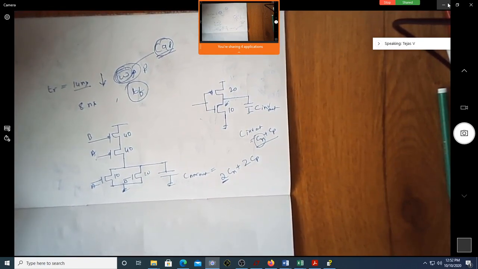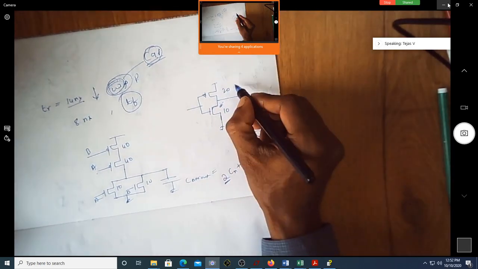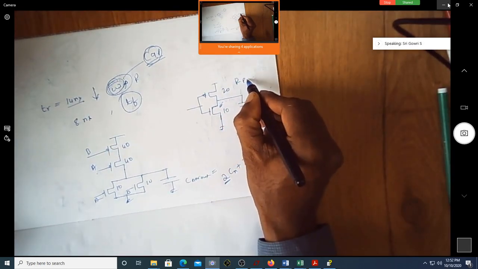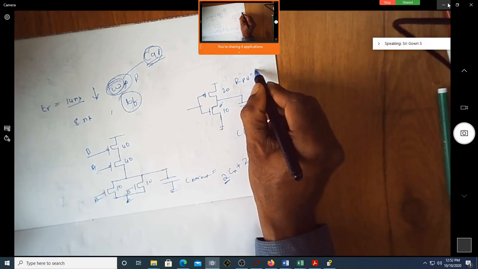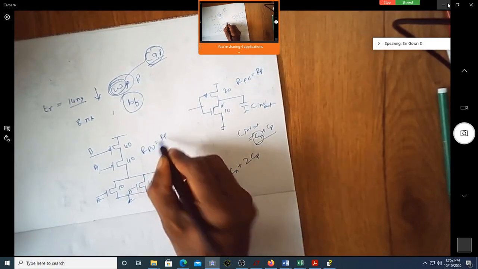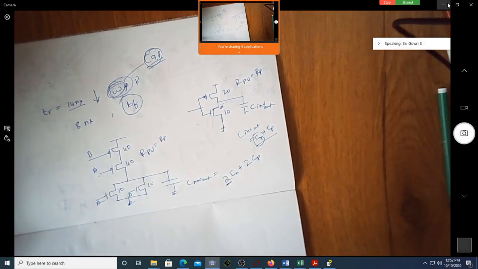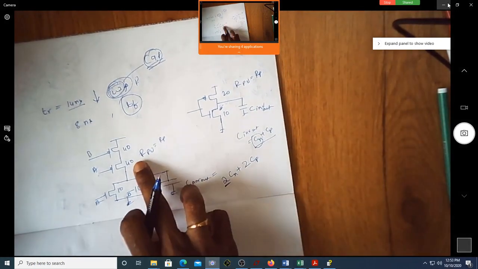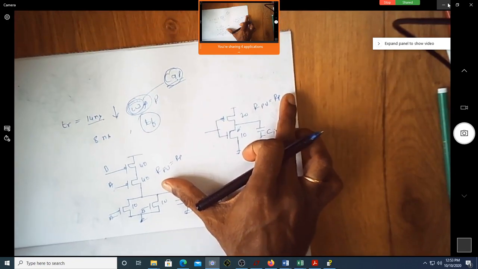We'll see. So here you can see what was RPU. If RPU is RP, what is RPU here? Is it RP now? Are these two RPs the same? Correct. Yes, sir. Why?